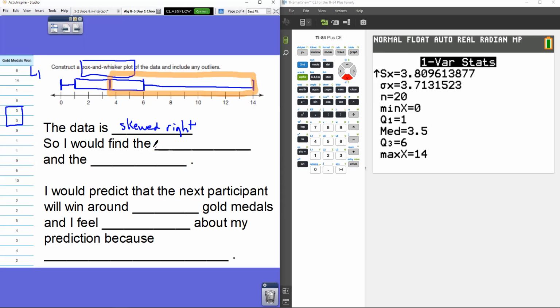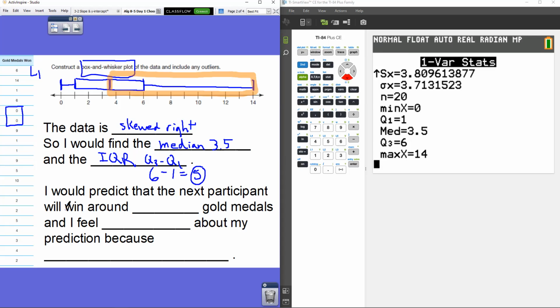Anytime that data is skewed right, you're going to use the median. Remember, symmetric is the mean, skewed left or right is the median. And the measure of spread that you're going to use is the IQR. So what is the median? Well, you can just tell from your 5-number summary. The median is 3.5. And your IQR, remember the formula for IQR is your Q3 minus your Q1. Q3 is 6, Q1 is 1, so 6 minus 1 gives you an interquartile range of 5.